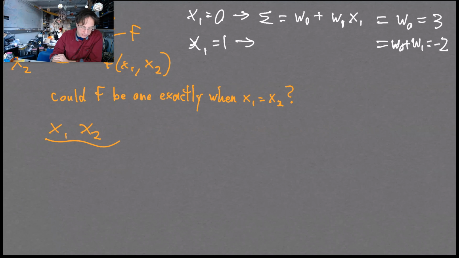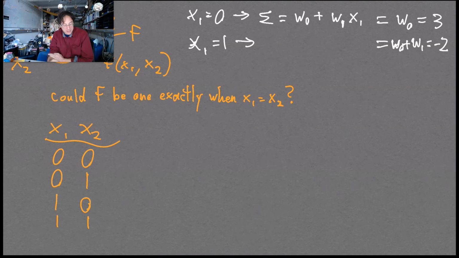Each of them can only be 0 or 1. x1 is 0 or x1 is 1, and if x1 is 1, then x2 is either 0 or 1. And now we're done. There are only these 4 possibilities. In each of these cases, what would f need to be? We want it to be 1 whenever these 2 are equal. So for an equality detector, we would have something like this.